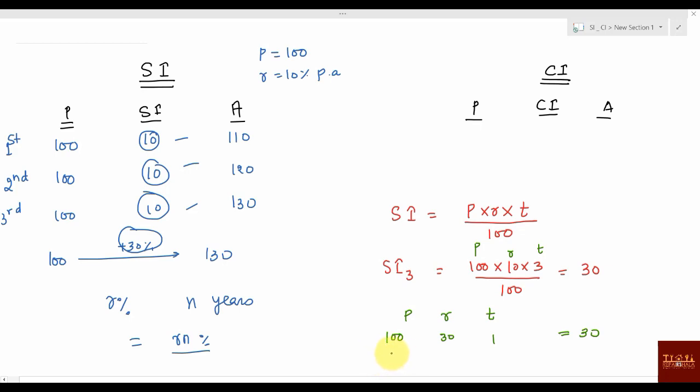Or if I say that it is 300 principal, 10% rate of interest for 1 year, what will this be? Again it will be 30. But in this case you don't have to remember, only this case you need to remember, okay. So anyway, you don't have to remember.